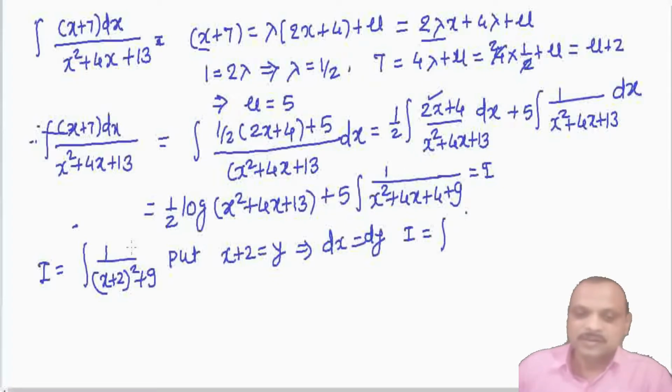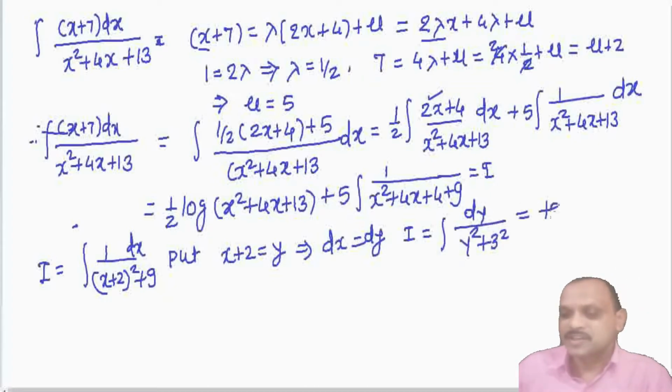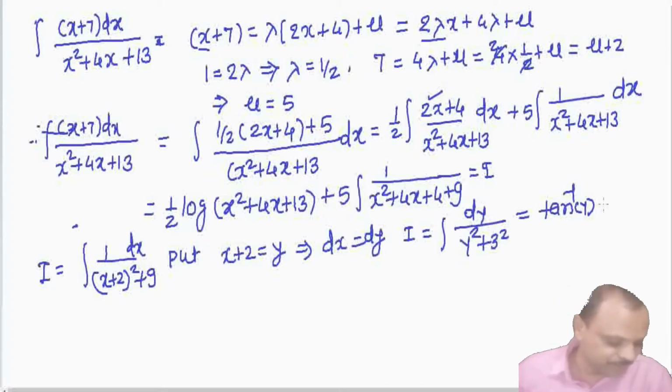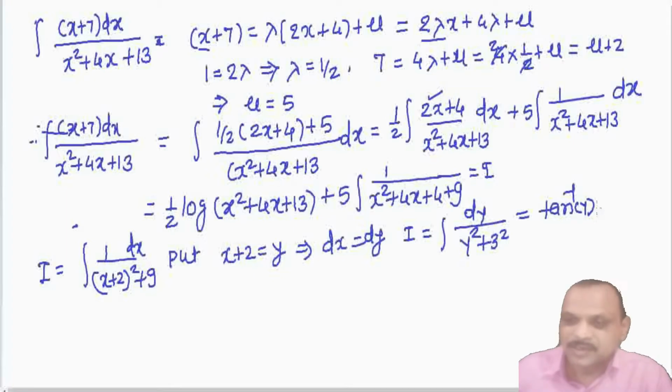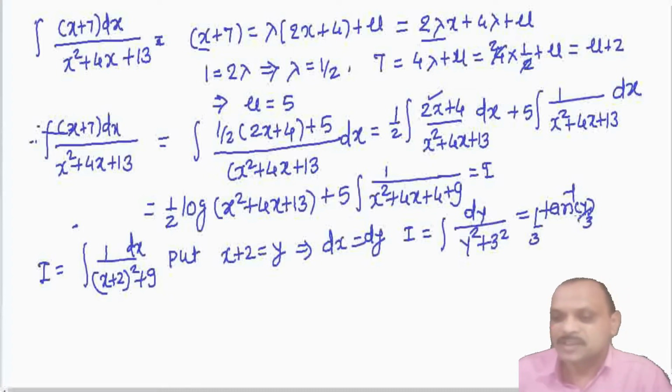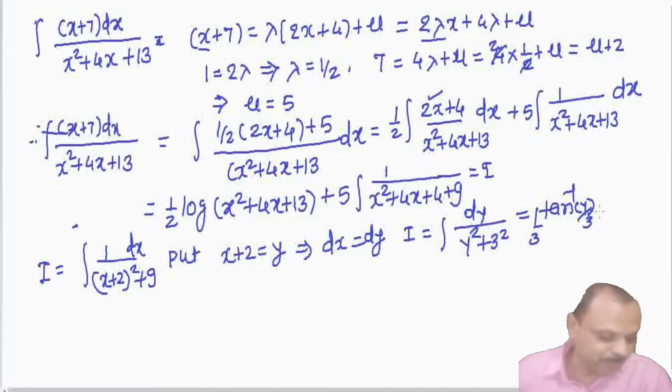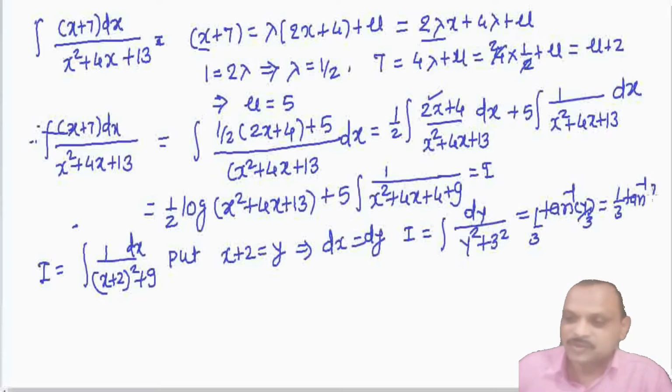dy divided by y square plus 3 square, and its integration is 1 by 3 tan inverse of y by 3. This is equal to 1 divided by 3 into tan inverse of y by 3. What is y? y is x plus 2, so y divided by 3 is x plus 2 divided by 3.